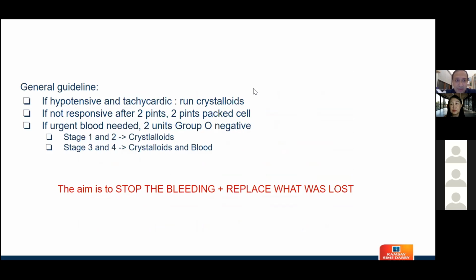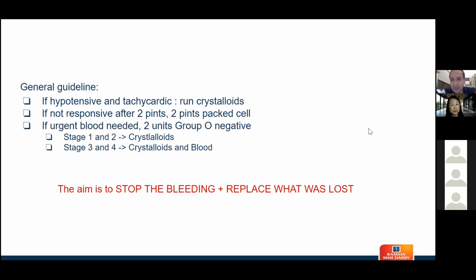Another way of remembering, of course, if urgent blood is needed, you have group O negative blood, which is the universal donor. And if it's stage 1 or 2 shock, generally they respond to just the crystalloids. 3 and 4, you will need blood as well. It's just a sort of a guide, yeah?